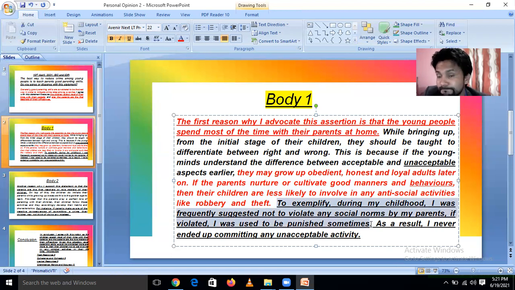To exemplify, during my childhood, I was frequently told by my parents not to violate any social norms. I was instructed like this. If I violated them, I used to be punished sometimes by my parents if I did anything wrong. As a result, I never ended up committing any unacceptable activity. So this is the result. Okay? Look at this, right, and go step by step. I'm not going to explain further. It's pretty clear. You need to read, write, follow.